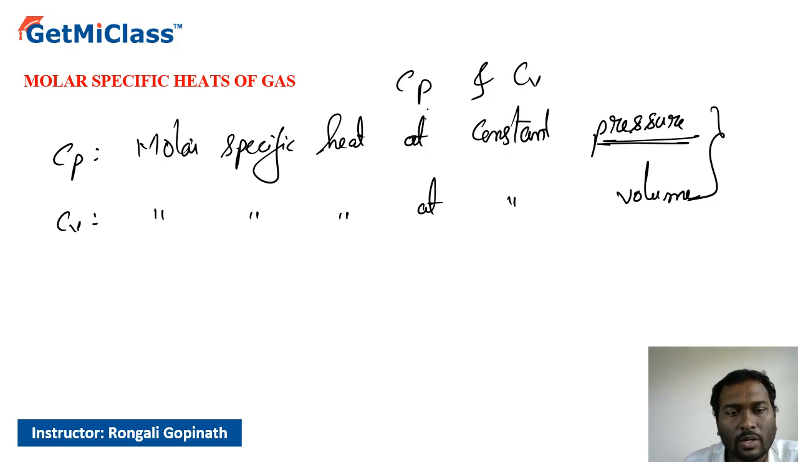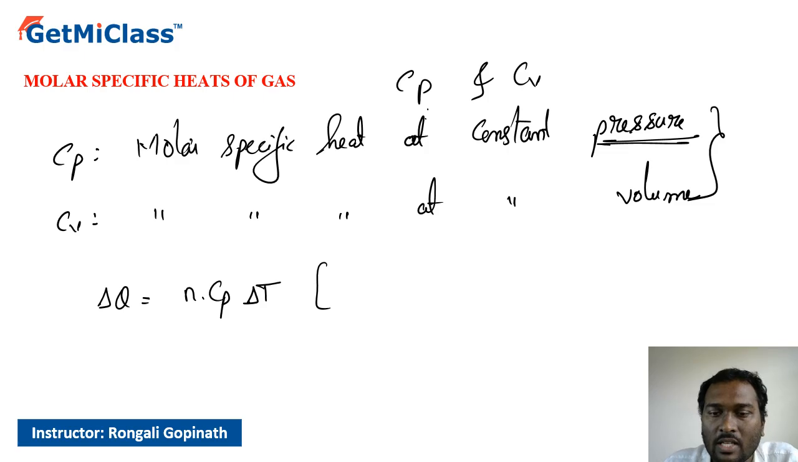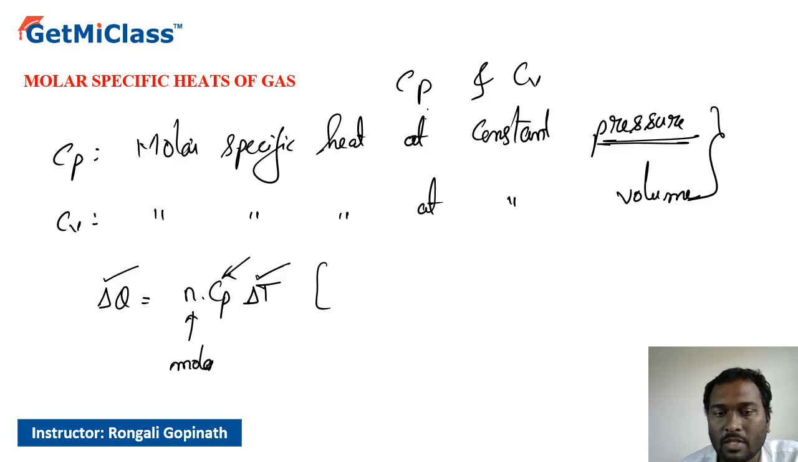So delta Q is equal to N into Cp into delta T, if I am providing heat energy to a gas which is always maintained at constant pressure. For delta Q amount of heat energy I supply, the change in temperature will be delta T. N will be the number of moles, and Cp is the molar specific heat.